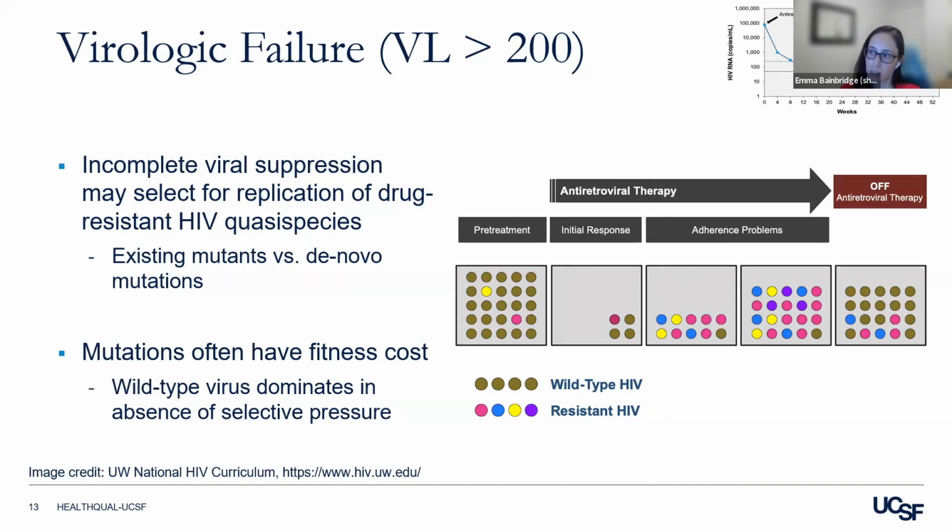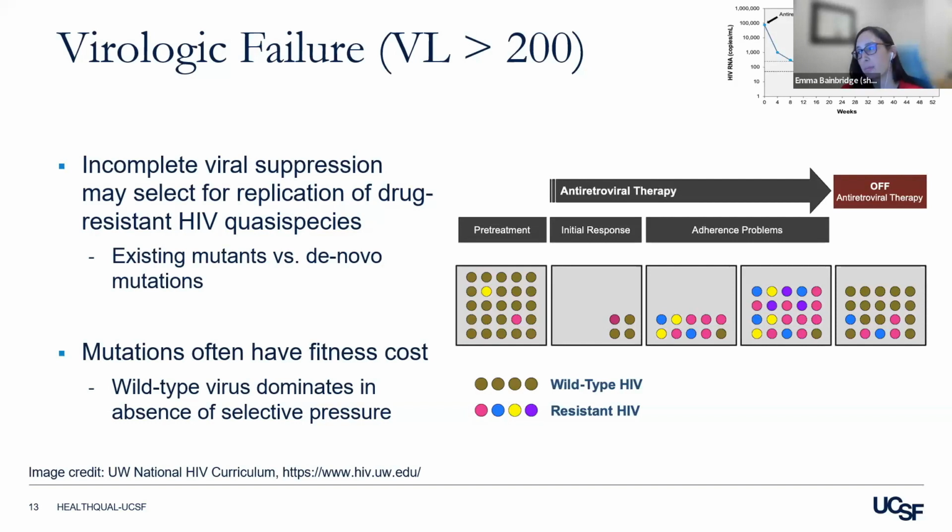Two of those, the pink and the yellow, were there before and they've just been sort of hiding out. They were already part of your viral population. And then the blue represents potentially de novo mutations that allow that specific quasi-species to thrive in the setting of incomplete suppression. And then as you continue to have adherence problems, the viral population gets bigger and bigger. And again, you're mainly seeing resistant HIV and not the wild type HIV.